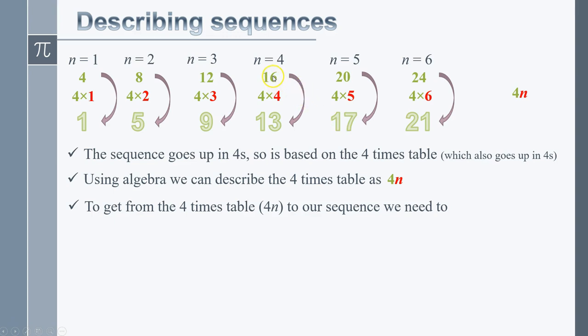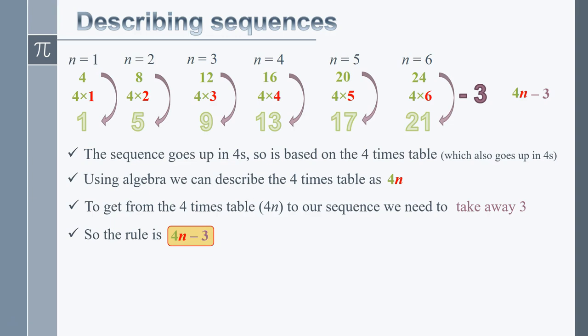Is that the same thing that's happening here? 16 down to 13, I'm taking off 3. 12 down to 9, take off 3. So each time we're going to do a take away 3. So what that means is my rule is simply going to be 4n and then take away 3.